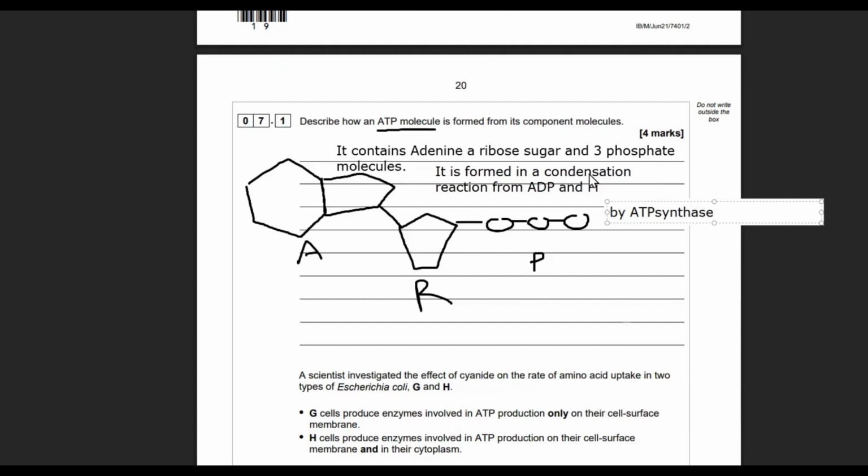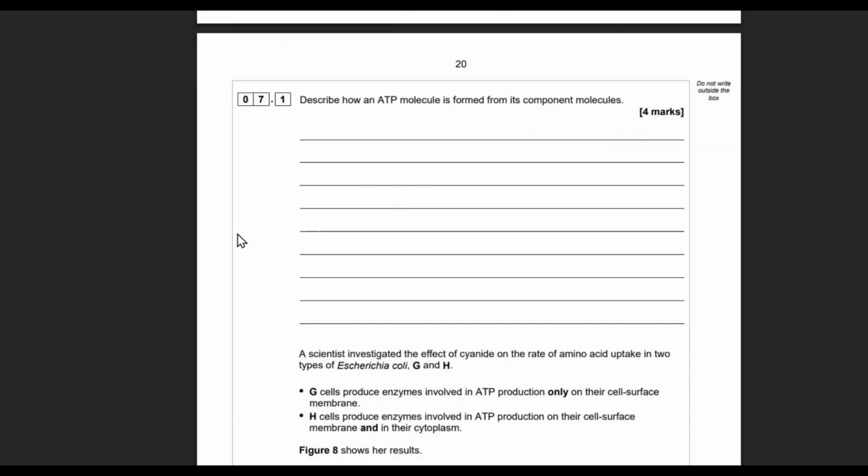So 2 marks for describing the molecule, then saying it's formed in condensation from ADP and Pi. I'm not sure if you need the condensation or the ADP and Pi, but I'm going to put both there. One of them is going to get me that 3rd mark. And then by the enzyme ATP synthase, that is how it's formed from its component molecules. I could say removing and releasing a water molecule, just put that in there as well. You never know when they're going to put something like that on the mark scheme. There we go. Right, let's move down.